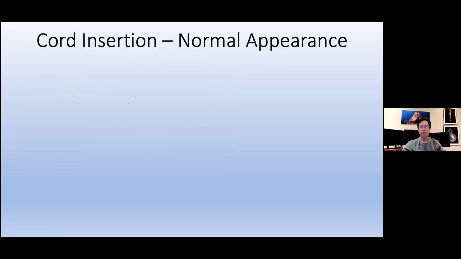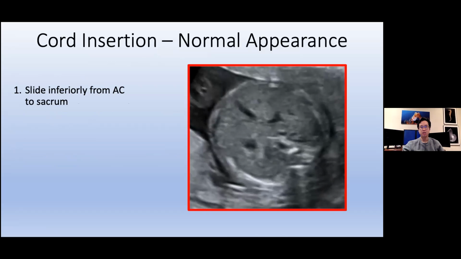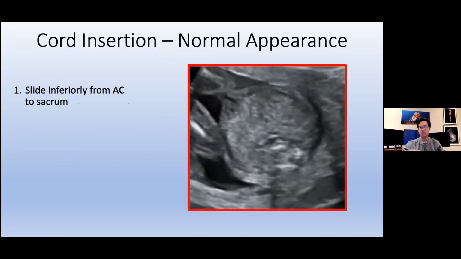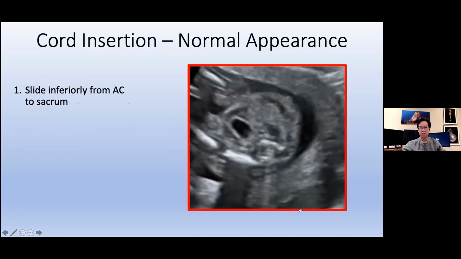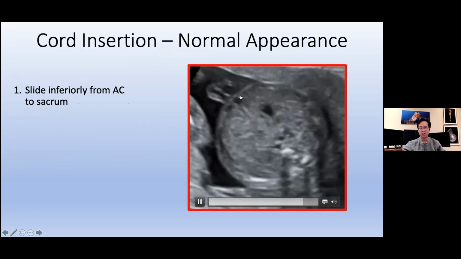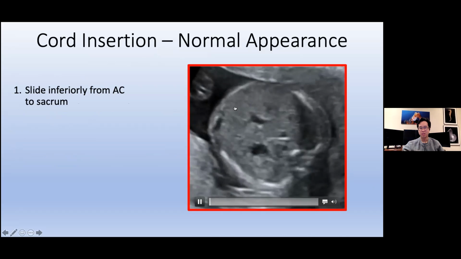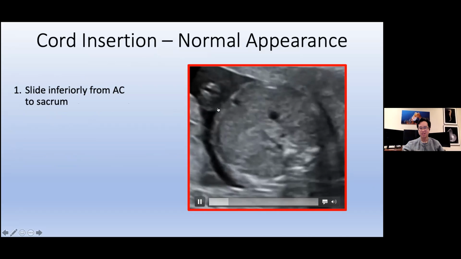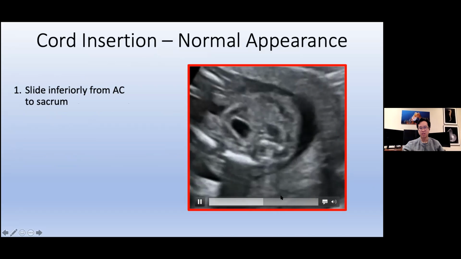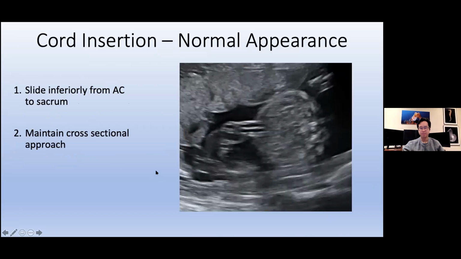Okay, the next structure in the abdominal section is the cord insertion. You want to slide inferior from the abdominal circumference section to the sacrum. So we've seen this several times before. There's your cord insertion site. Right there, and then you can see your umbilical vein coming in. Here's your bladder.